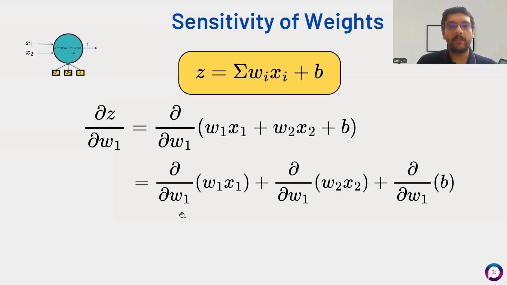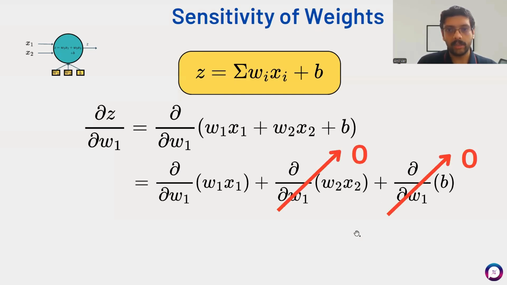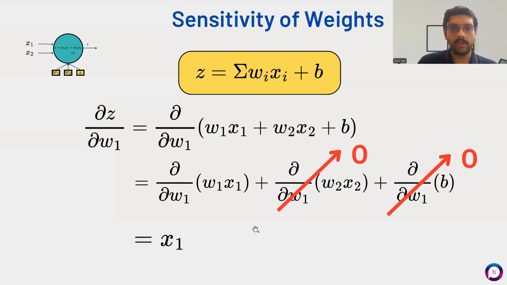You can expand this. So you take the derivative of each term with respect to W1, which is just some rule of differentiation. You can see that these two terms go away because there's no dependence on W1. What you're left with is this term. X1 is independent of W1, so X1 can be brought out of the derivative, and the derivative of W1 with respect to W1 is 1, so you're left with X1. So you see the derivative of Z with respect to W1 is X1.